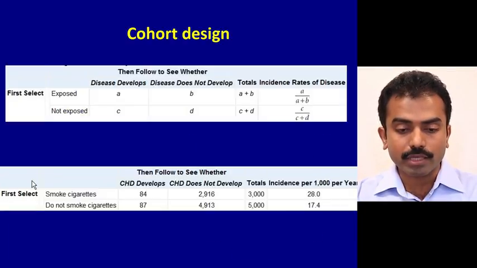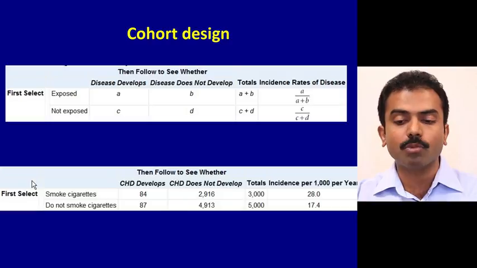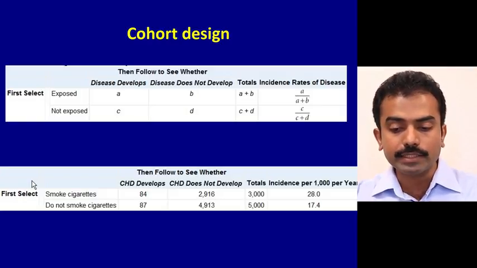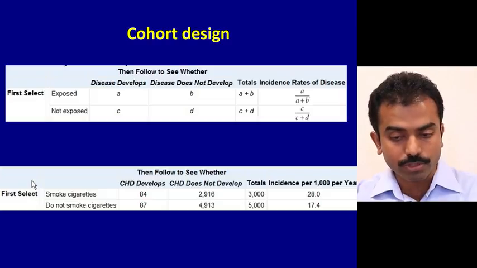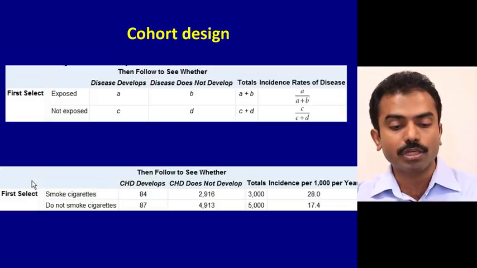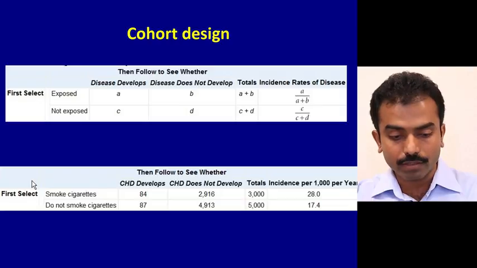So this is taking it further. For example, you look at the exposed and see what is the incidence of disease among the exposed, what proportion of exposed develop disease, and you do the same thing among the non-exposed. And if you find that the incidence of disease among exposed is higher as compared to the incidence of disease among non-exposed, then you can say that probably this particular exposure is associated with a higher risk of developing disease.